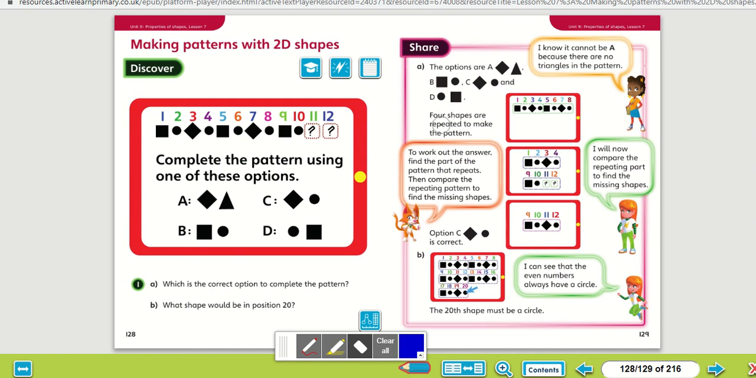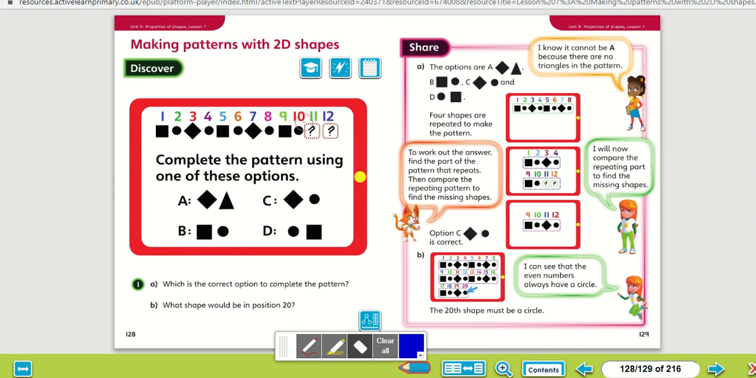So 4 shapes are repeated to make the pattern. Have a look at this. So 1 square, then circle, then diamond, then circle, square, then circle, then. So to work out the answer, we need to find the part of the pattern that repeats, then compare the repeating pattern to find the missing shapes. So option C is the correct answer.